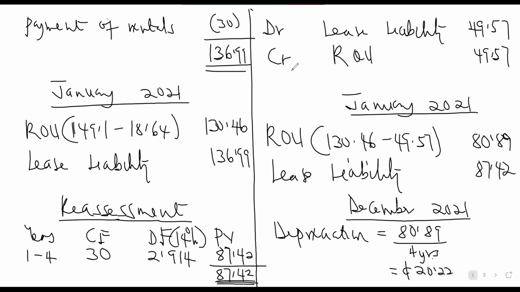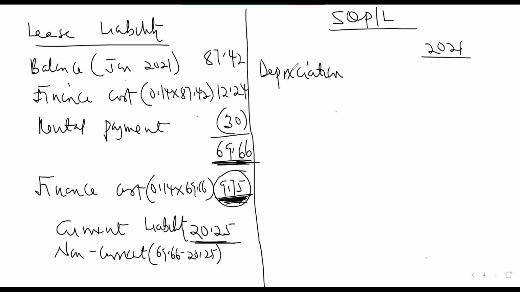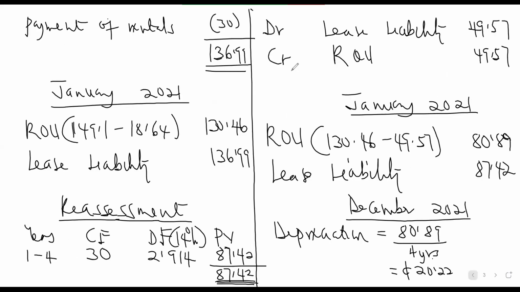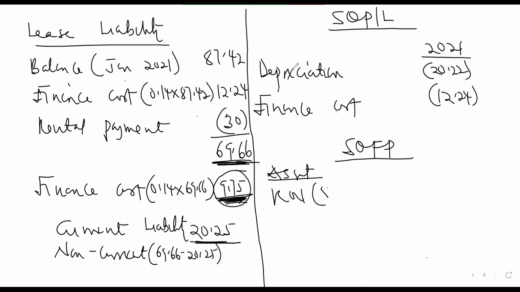Thank you. So the depreciation is 20.22. Then we have a finance cost for this year. Finance cost will be 12.24. That is it. Statement of financial position. You will now have the assets, which are non-current assets. Then you have the right of use. What will be the right of use now? 80.89 minus 20.22. What are we having?